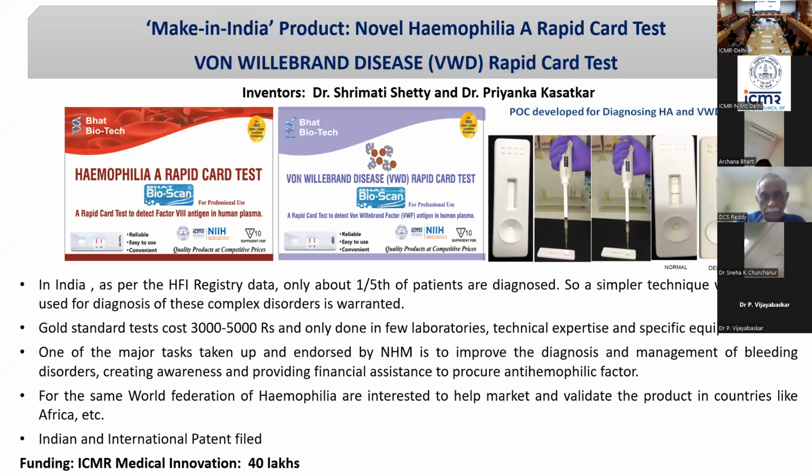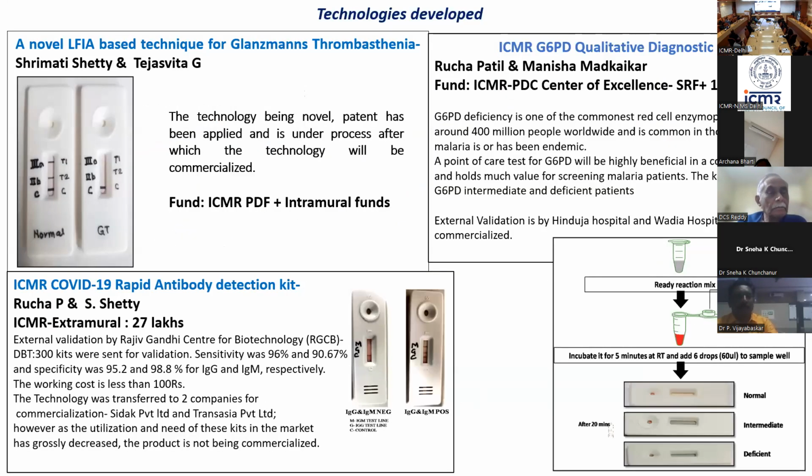And this was endorsed by the National Health Mission. When I said your diagnosis and treatment need to go hand in hand, they endorsed it. They said the more the diagnosis, the more financial assistance they will provide to give the factors. Not only that, we even tied up with the World Federation of Hemophilia, who said the same. They want to take this kit and go to Africa, where again there is underdiagnosis. There too, they would provide as many factors as required for these patients. That is the medicine. So this has got an Indian and international patent, and this was ICMR funded.